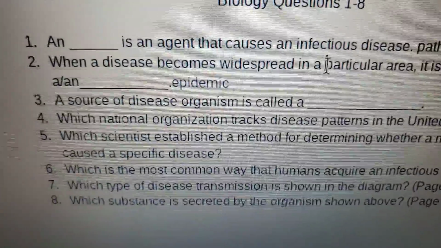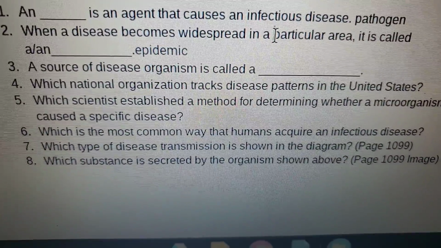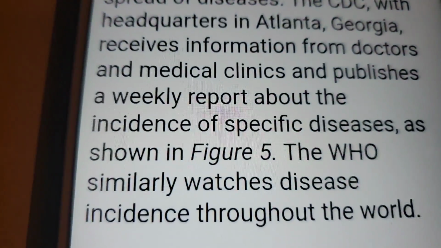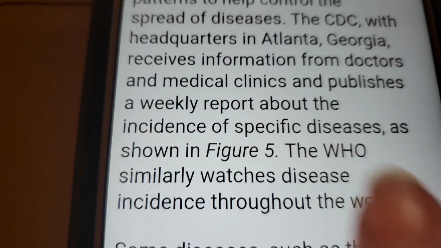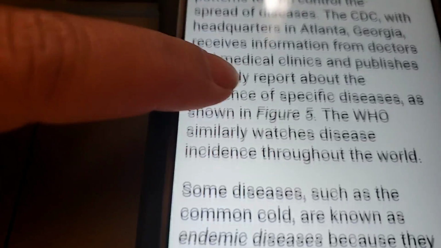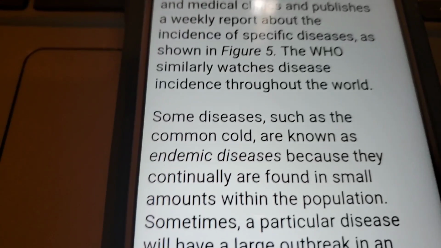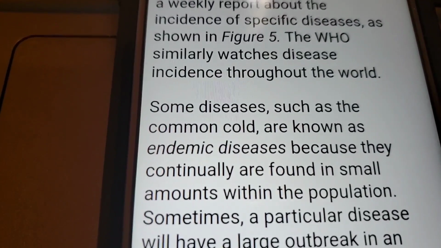Okay, so I know I saw that one. It says, number 4, what national organization tracks disease patterns in the United States? So for that one, it's the WHO right there. Okay? World Health Organization.